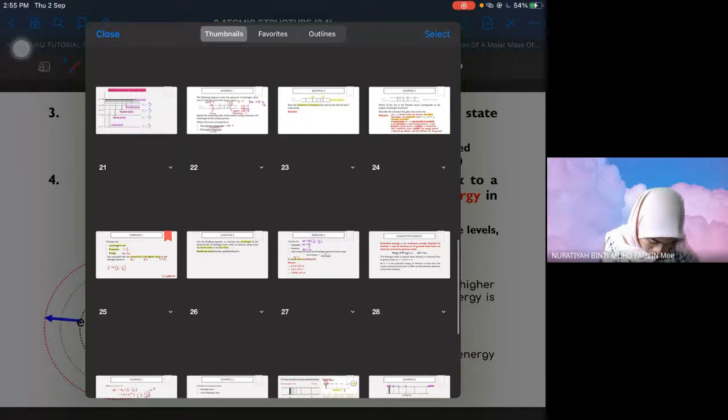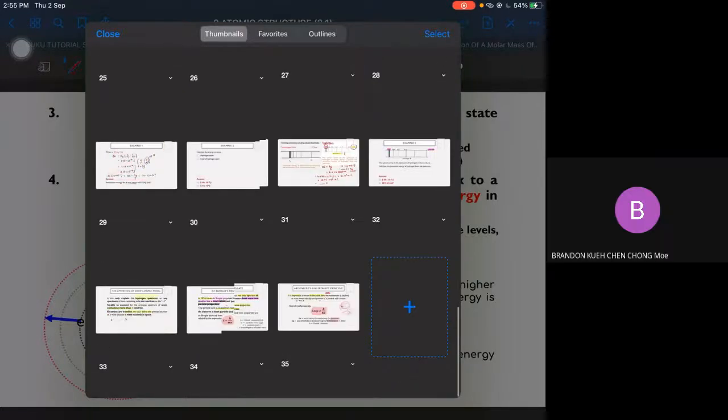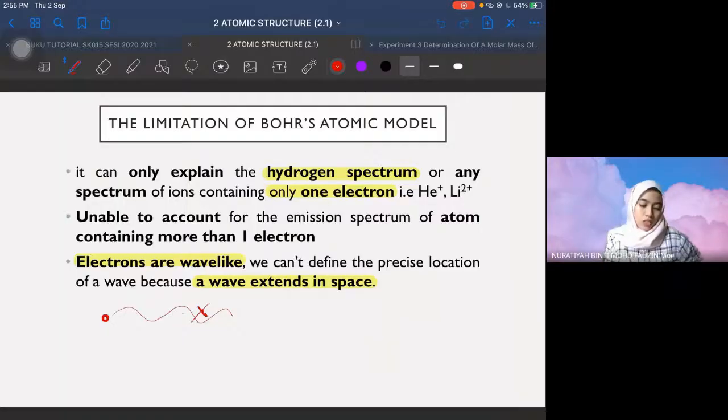Where is mine? Try. Electrons are wave-like. Electrons are wave-like, so electrons have dual nature, like particle and wave both. Okay, one more. It cannot explain the extra lines formed in the hydrogen spectrum.